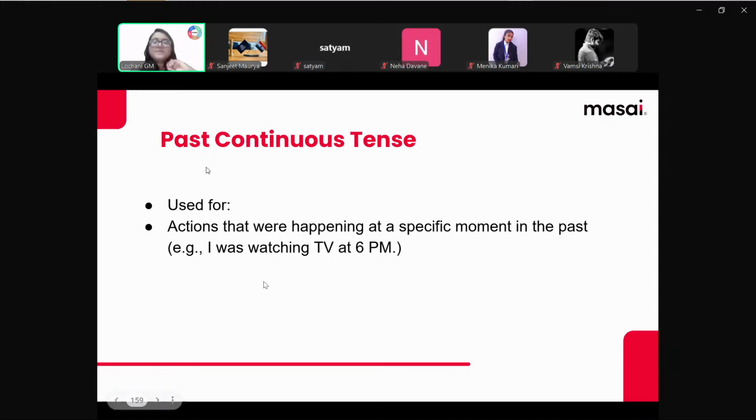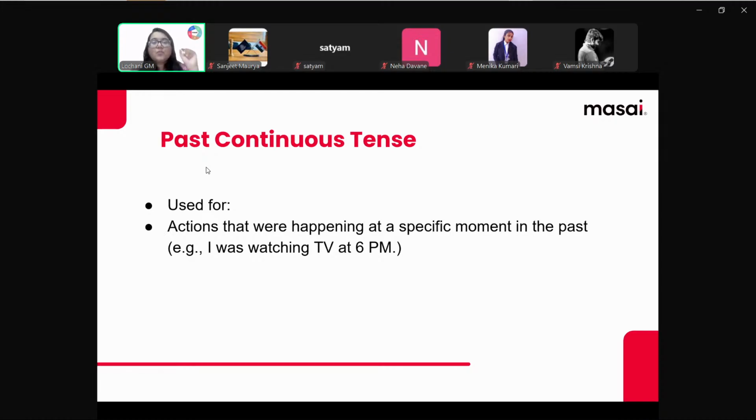Here you are picking a specific moment in the past, and what was going on in that moment is what you tell with the past continuous. Based on whom you're talking about, the verb form changes. If you are referring to I, he, she, it, you use was. For example, I was watching the match at this time yesterday, or my phone was working properly at this time, or she was watching a movie.